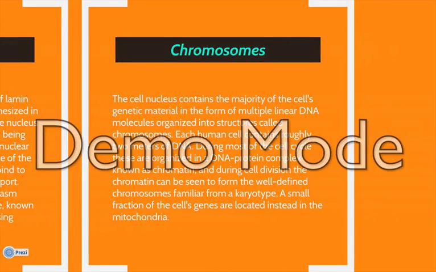Chromosomes. The cell nucleus contains the majority of the cell's genetic material in the form of multiple linear DNA molecules organized into structures called chromosomes. Each human cell contains roughly 2 meters of DNA. During most of the cell cycle, these are organized in a DNA-protein complex known as chromatin, and during cell division, the chromatin can be seen to form the well-defined chromosomes familiar from a karyotype. A small fraction of the cell's genes are located instead in the mitochondria.